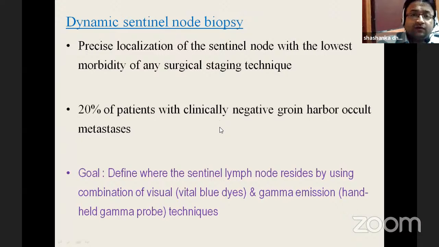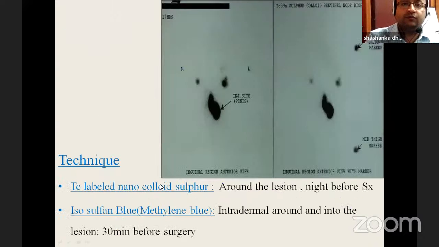Dynamic sentinel node biopsy, or DSNB. So the precise location of a sentinel lymph node with the lowest morbidity of any surgical staging technique. The goal is to define where the sentinel lymph node is located by using a combination of a visual dye and a radioactive dye. So a visual dye is usually a vital blue dye, and a radioactive dye is usually injected, and it is detected with the help of a handheld gamma probe.